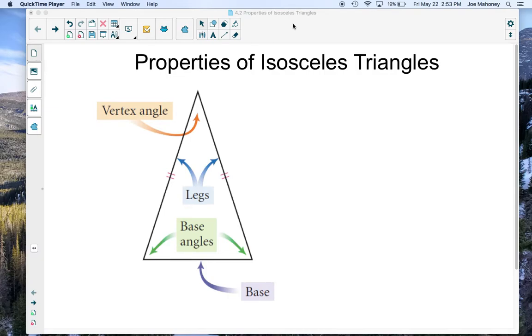So picking up where we left off, we're going to start going into some different types of triangles. And the first one we're going to do is talk about an isosceles triangle, one of my favorites. So first of all, what is an isosceles triangle?